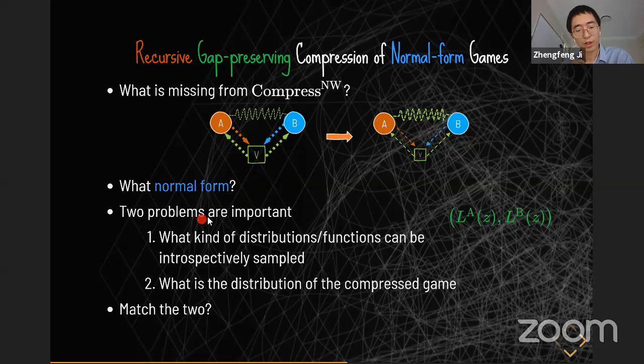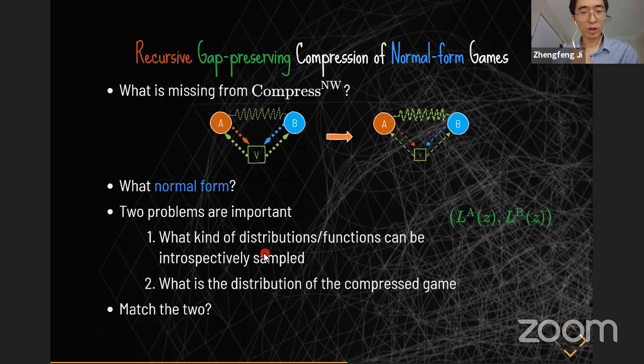So there are two problems that are important. The first is that we want to understand what kind of distributions. Basically, the answers and decision procedure are easy. We want to understand the kind of distribution that we can apply this introspection technique to. It is not that all distributions can be applied to. There's some very special family of distributions that we can apply the introspection technique to. And also another question is what output distribution the game would use after the compression. And we want to make sure that these two match. And that would be our normal form.